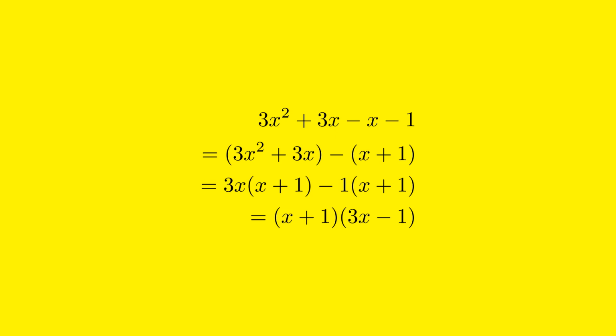Notice that x plus 1 appears in both terms, allowing us to factor it out. Thus, the quadratic expression transforms into x plus 1 times 3x minus 1. These are the factors of the original quadratic equation. This concludes step 2. And since we have successfully factored the quadratic expression, it is also the final step. The fully factored form of the equation 3x squared plus 2x minus 1 is x plus 1 times 3x minus 1.